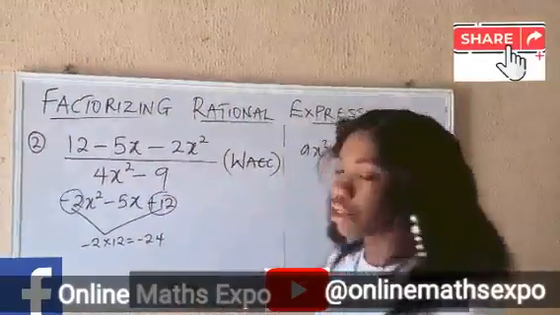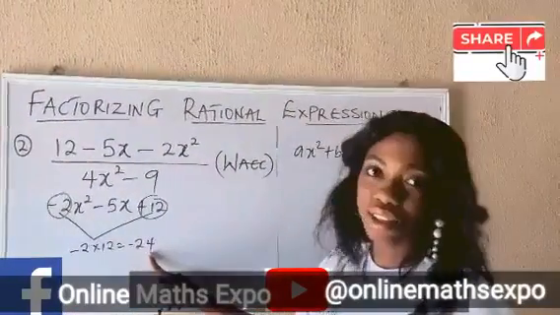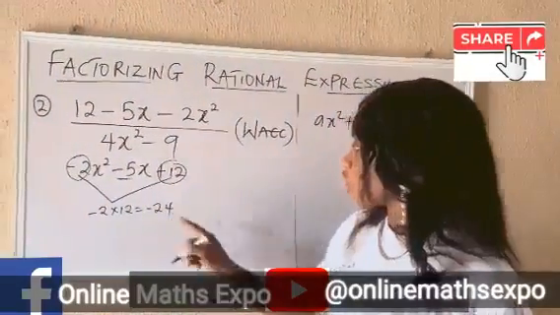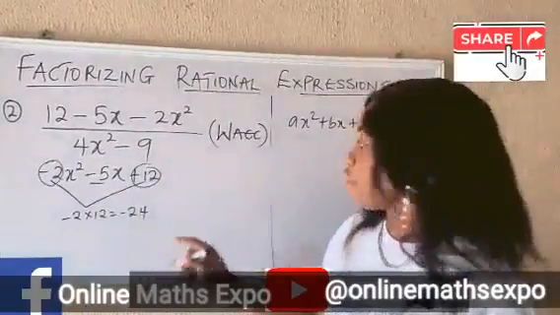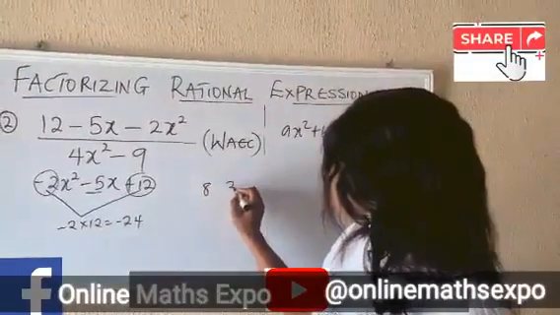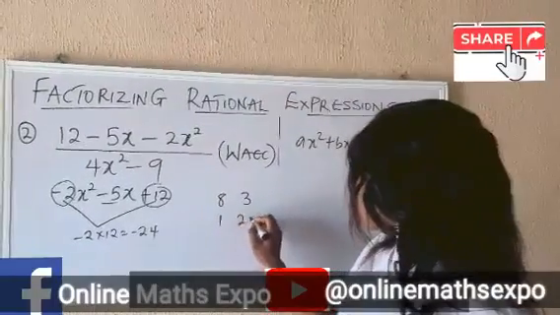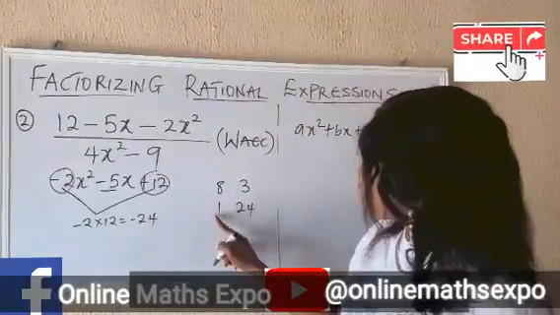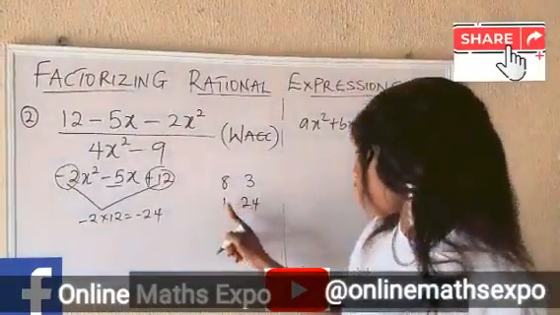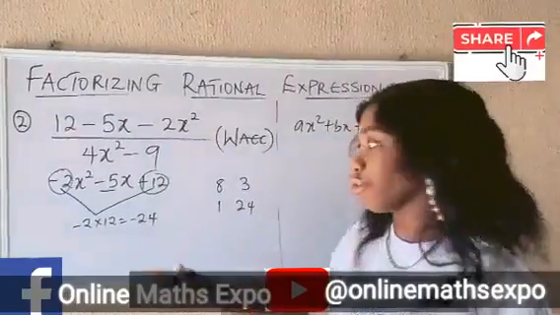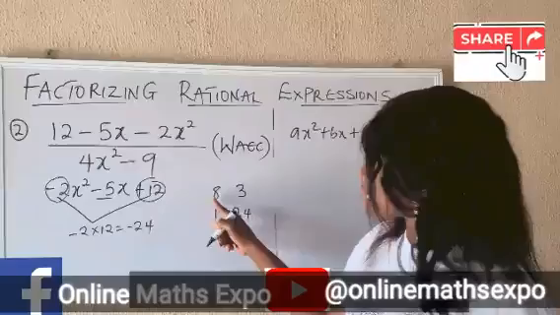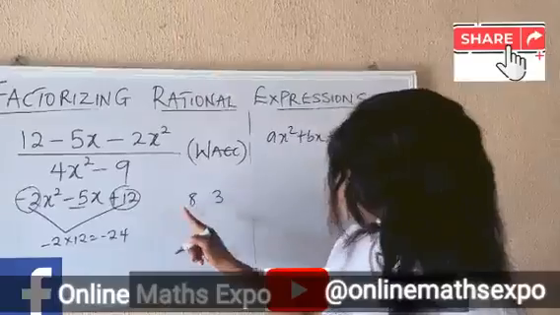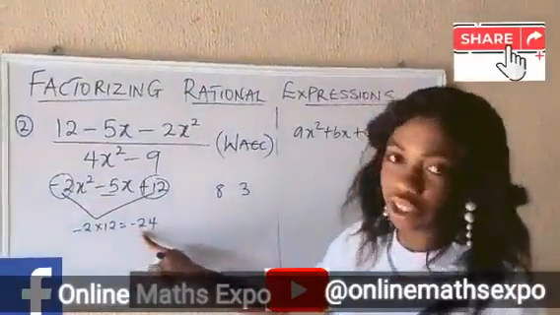So let's get two numbers that when we multiply, give us minus 24, and when we add, give us minus 5. The two numbers that can multiply to give us 24 are 8 and 3. We also have 1 and 24 and other numbers. But 1 times 24 gives us 24, and there's no way I can add 1 and 24 to give us minus 5. So the one we'll be looking at is 8 and 3.